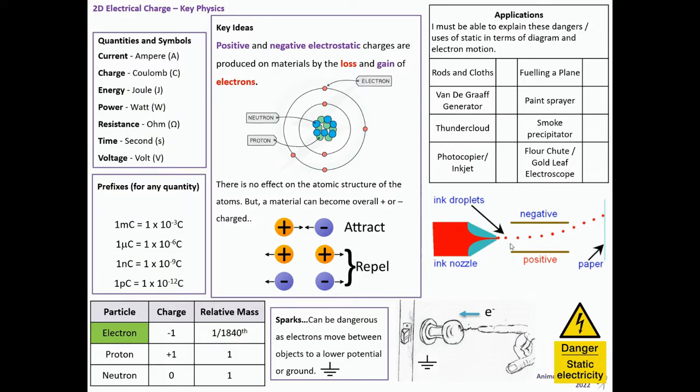Photocopy and inkjet, how we can control with electrostatically charged plates where the droplets fall on paper. Fueling a plane, that's dangerous if you don't discharge your static. Paint sprayers, smoke precipitators, flour shoots and gold leaf electroscopes. So all of that is in your static charge section.